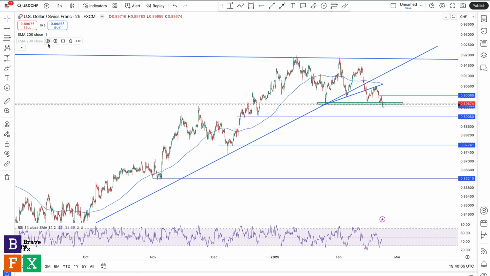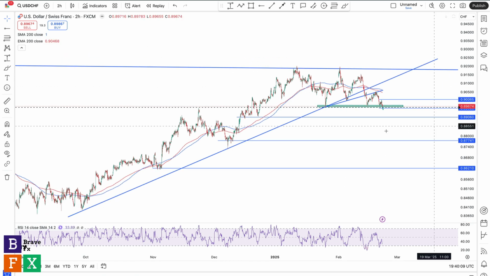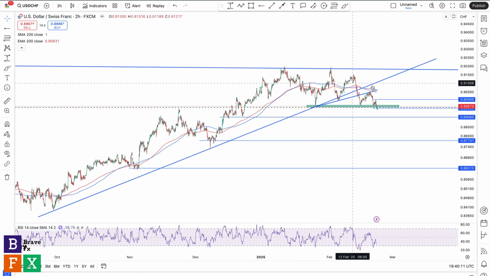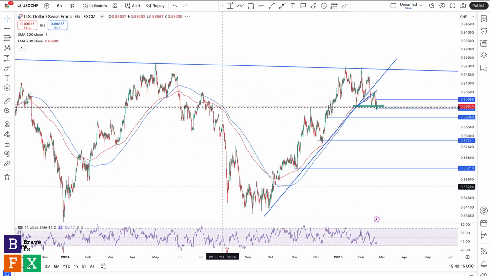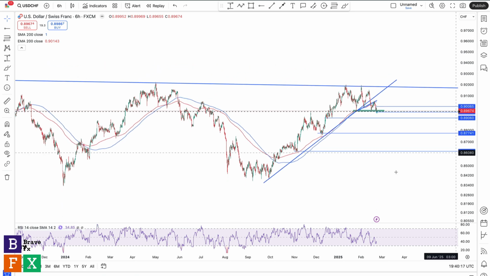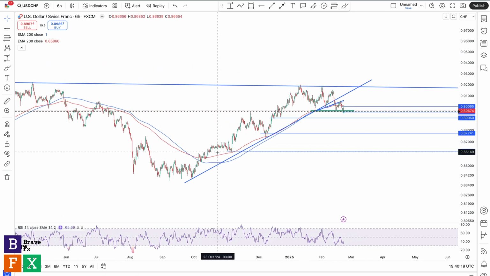So pulling up my moving average, for example, you can see that we're currently trading underneath the moving average. So going up to the 6 hours time frame, for example, just to show you something really interesting. On the 6 hours time frame, you can see over here when we had this massive bullish move, we traded above the moving average, creating higher highs, higher lows.